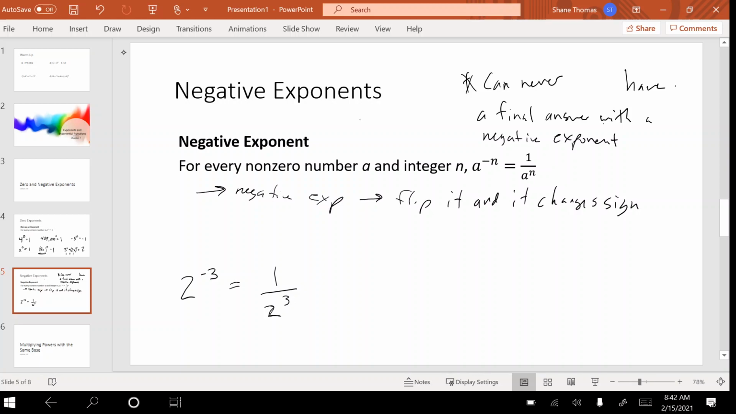So what is 2 to the third? We just said it. It was what? 8. So therefore this answer would be 1 over 8. You with me? Yes.